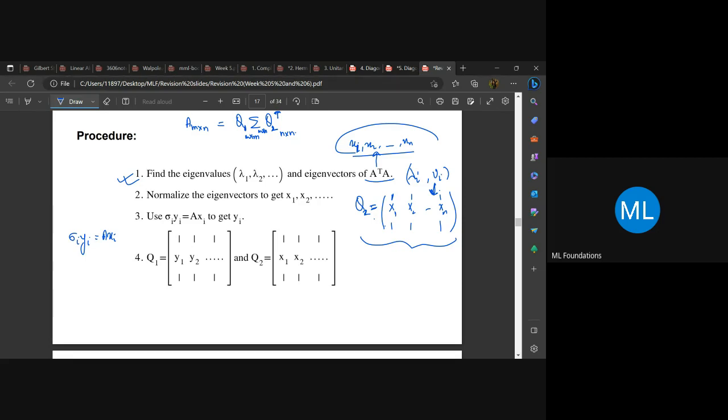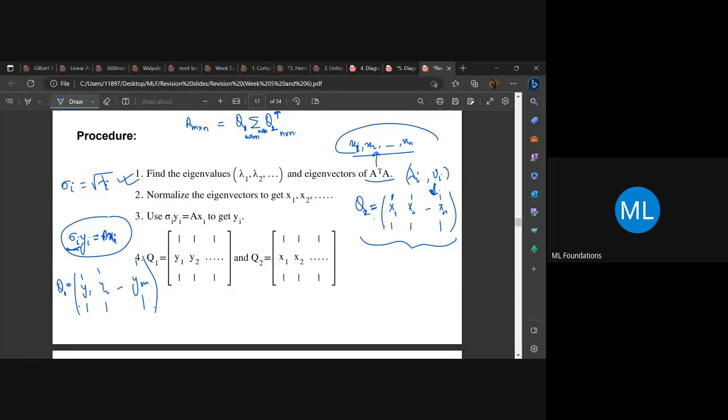Now, in order to find the Q1, we do sigma i yi equals A xi. The proofs and all you have seen before in the lecture, so just look at the process. So sigma i yi equals A xi to get your yi. And what is the sigma i? Sigma i's are the square root of lambda i. So from there you find your y's. So you get Q1 to be y1, y2, up to yn.